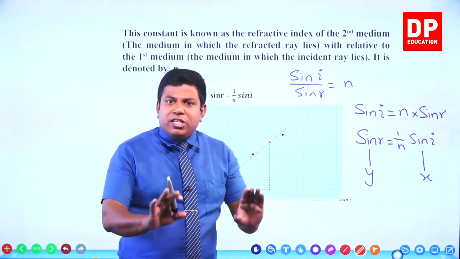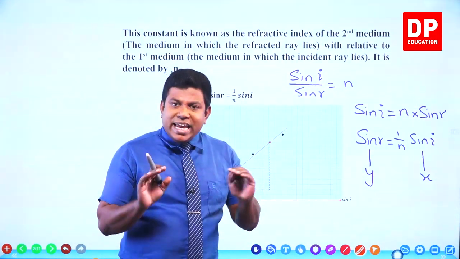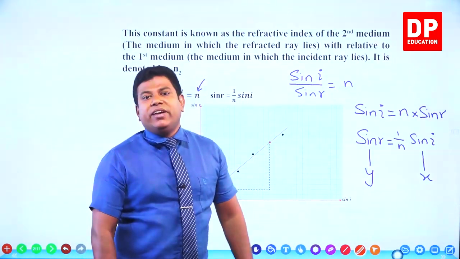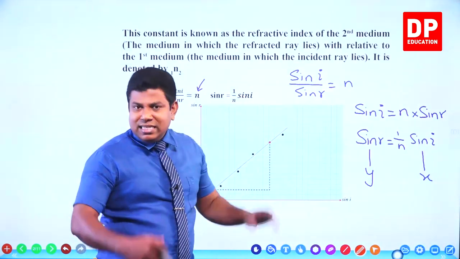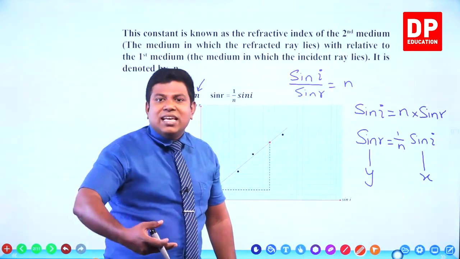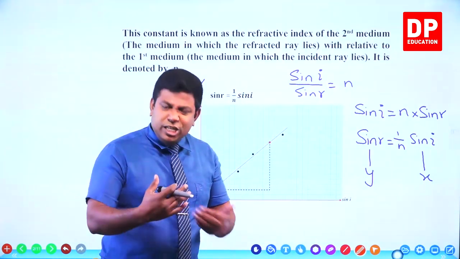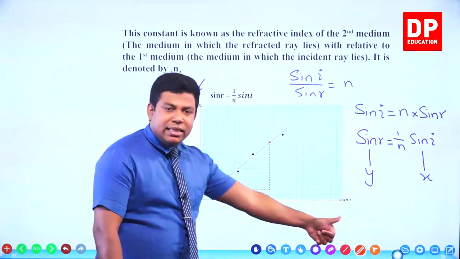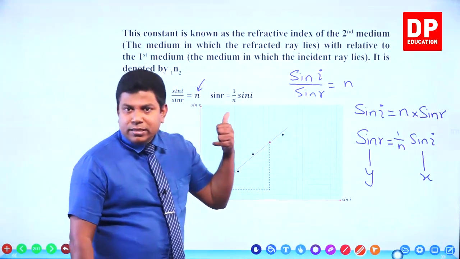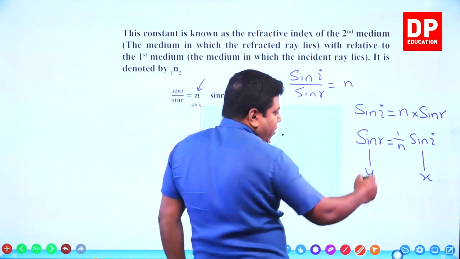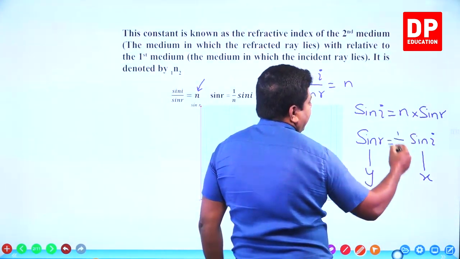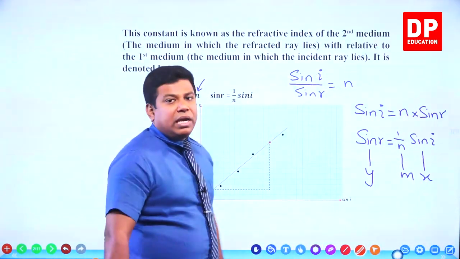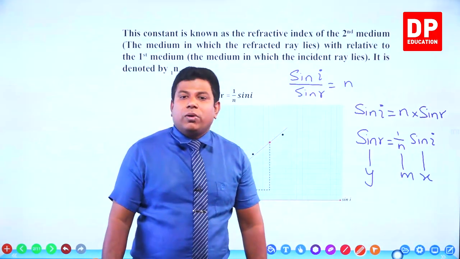Usually, the convention in maths is that the independent variable is taken on the x-axis and the dependent variable on the y-axis. Since the angle of incidence I is the independent variable, I can change it as I want. So we take sin I on the x-axis and sin R on the y-axis. So, we must get a formula y equals mx. See, 1 over N, N is a constant, is m. We should get the y equals mx formula.